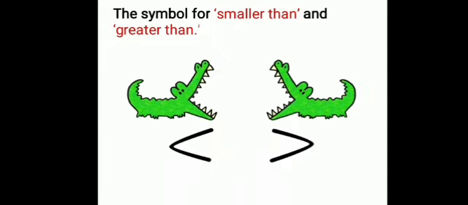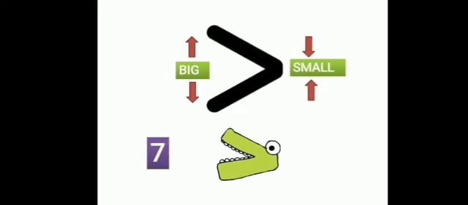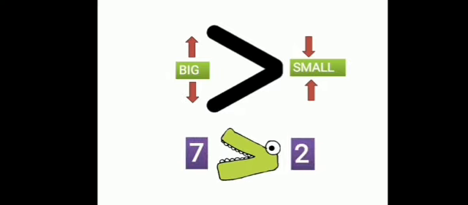So the symbols for smaller than and greater than are these. This is smaller than and this is greater than. See, the mouth of the crocodile is towards the big number and on the opposite side we have the smaller number. Let's take one more example here. 7 is greater than 2. Here 7 is the greater or bigger number and it is towards the mouth of the crocodile, whereas 2 is the smaller number and it is on the opposite side.